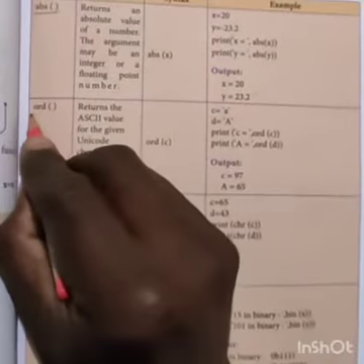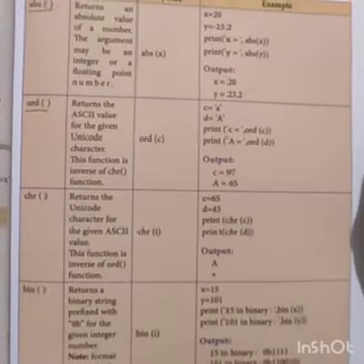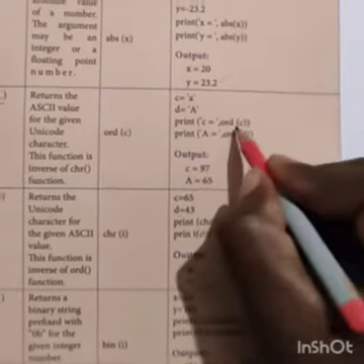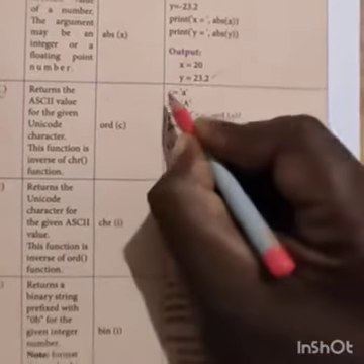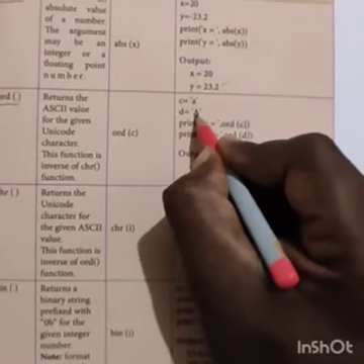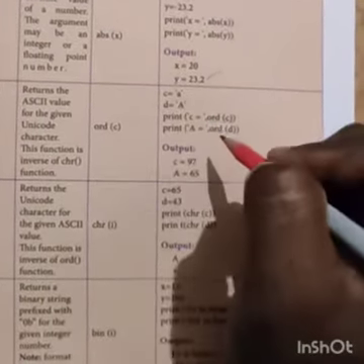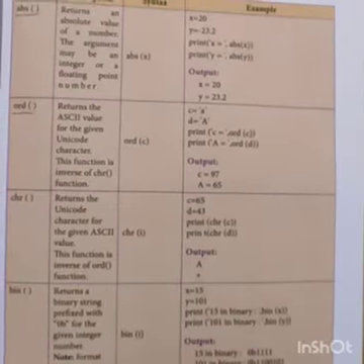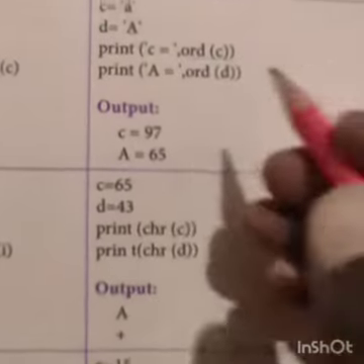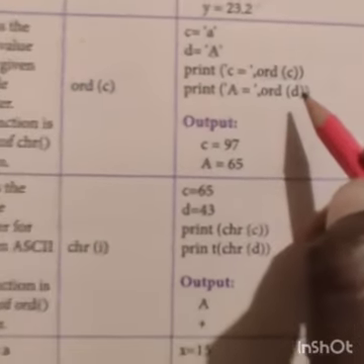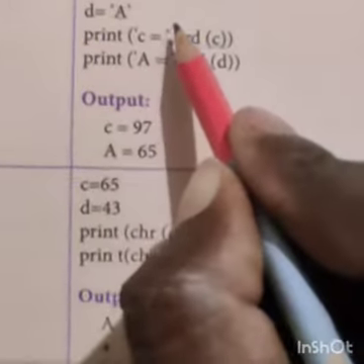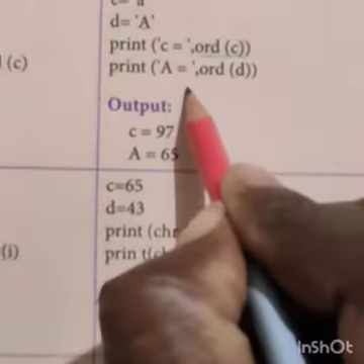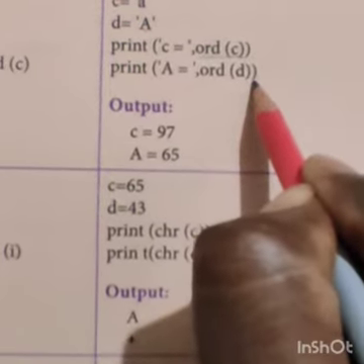Next, the ORD function. ORD gives the unique number of a character. In the print, c is equal to 'a' and d is equal to capital 'A', inside single quotation marks. See here, ORD of c, and after that ORD of d.